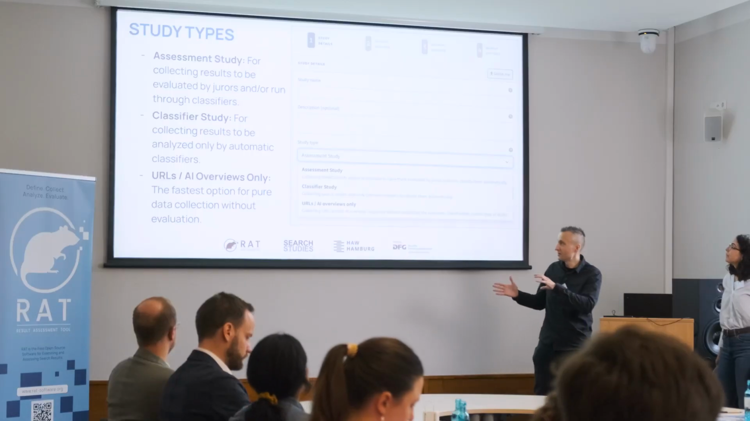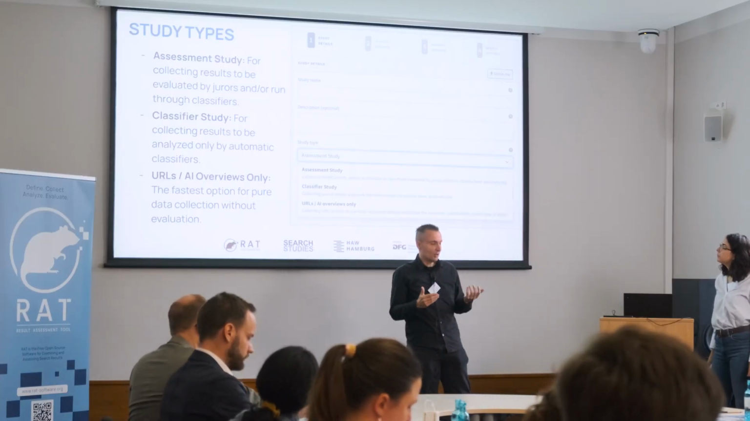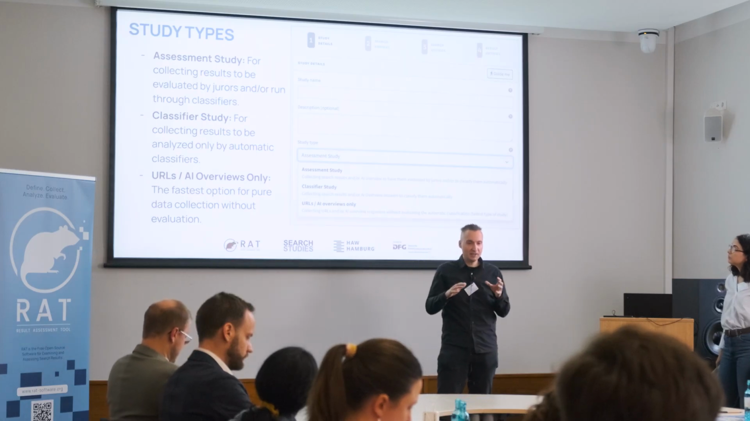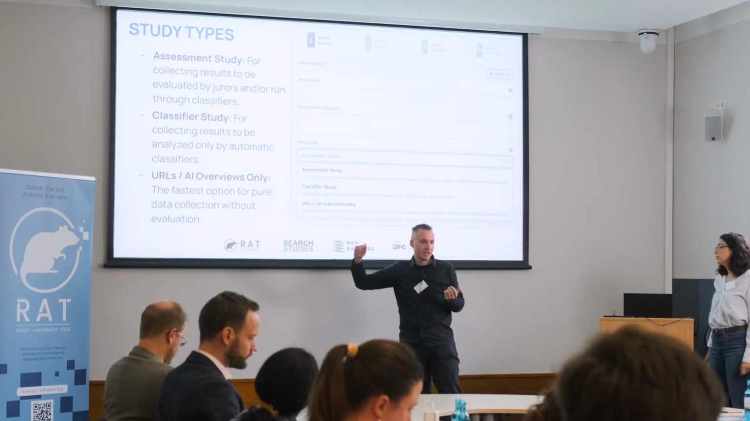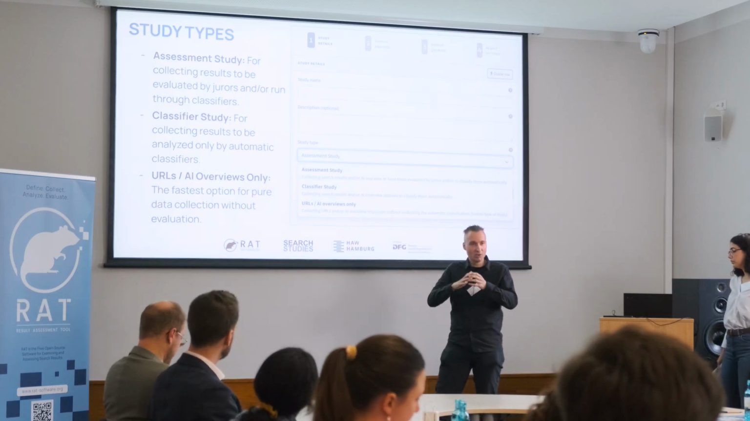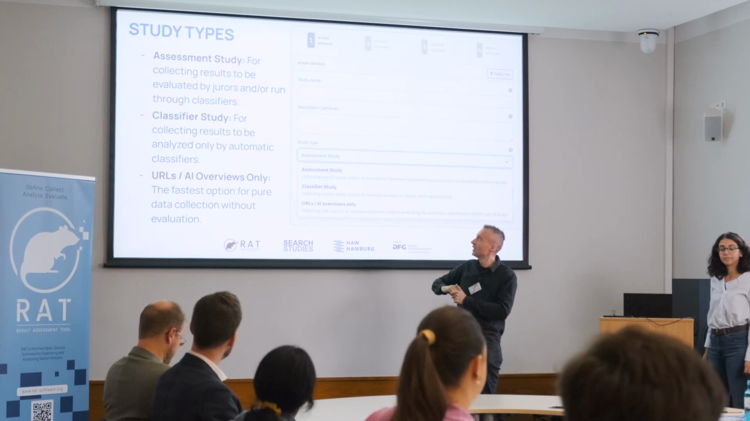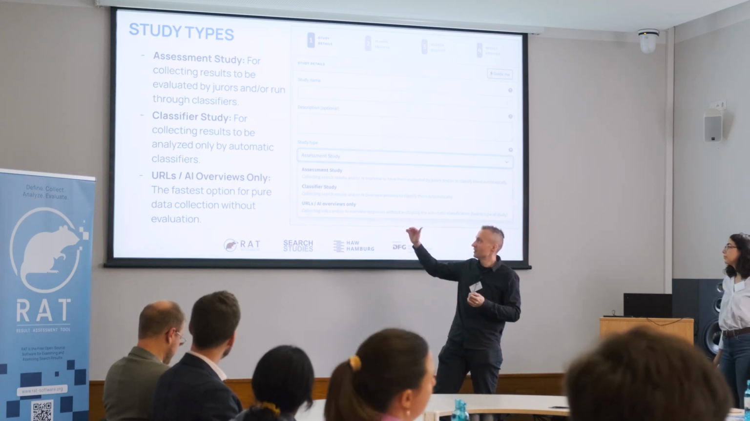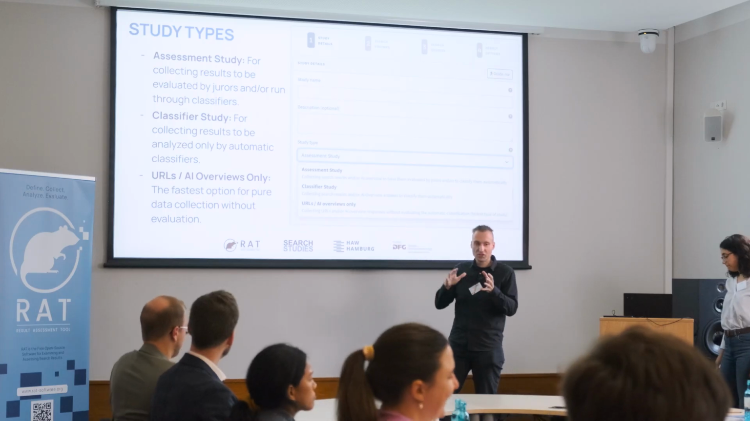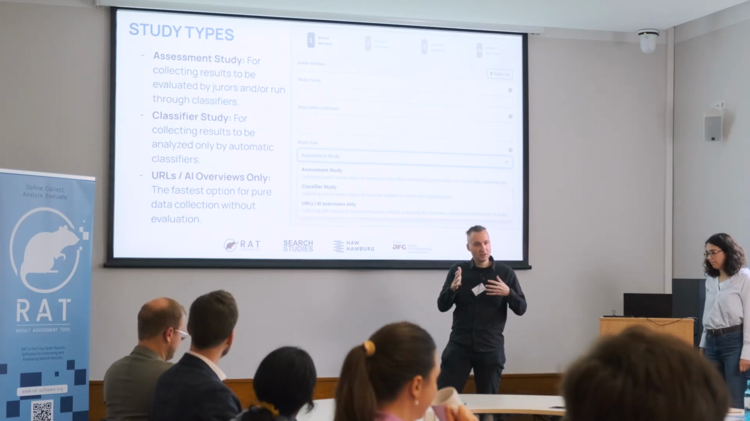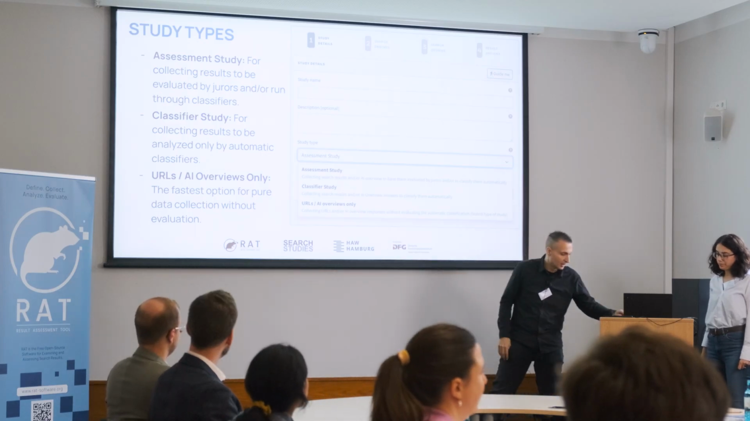And we also changed RED in a way that the options in RED are connected to the type of study you want to conduct with RED. In the past, you always saw every option, and this is way too much. And right now, if you say you want to do an assessment study, classifier study, URL AI overviews only, you get just the options you need to conduct the studies. And I will talk about it in detail later in the tutorial.